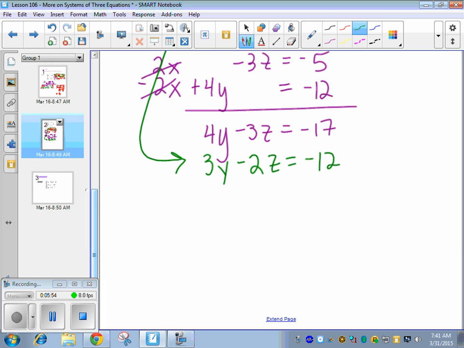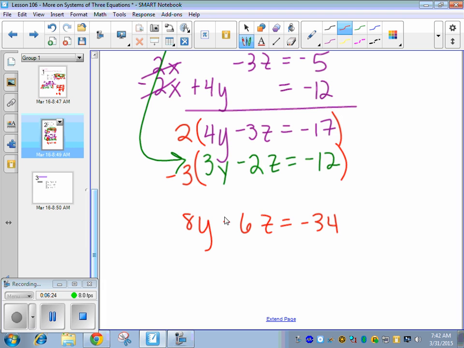Do you guys want to cancel x's or y's? Doesn't matter which one. Oh yeah, y's or z's. Okay, z's. So we need to get 6 and -6. So what do you want to multiply the top by? 2. What do you want to multiply the bottom by? Good. -3. So we get 8y minus 6z equals -34. And then on the bottom, -9y, positive 6z, and positive 36.